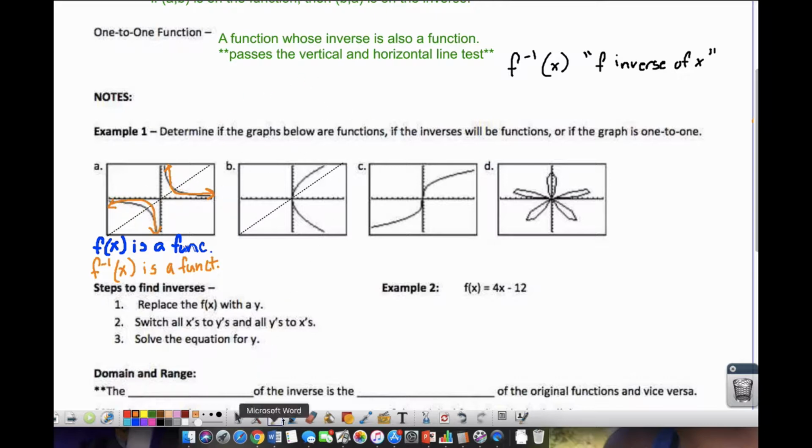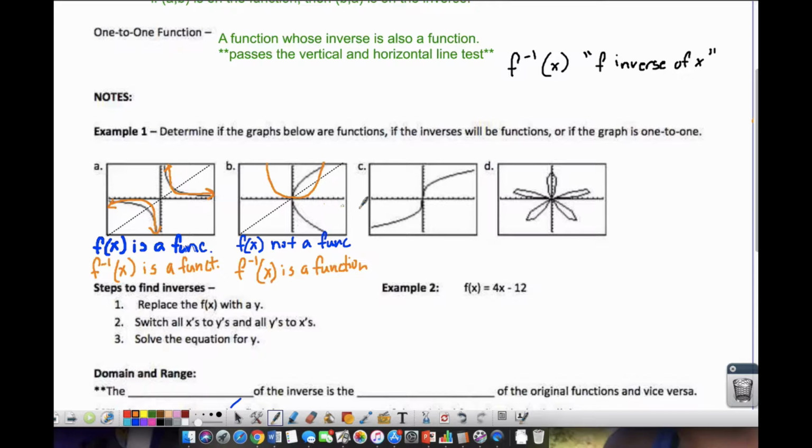All right, so how about this one? Well, already it's not passing the vertical line test. So f of x is not a function. Okay, and then as far as the horizontal line test, it does pass that. So f inverse of x is a function. Okay, if we were to flip this over, we would end up with something that looks kind of like this. So it is a function.